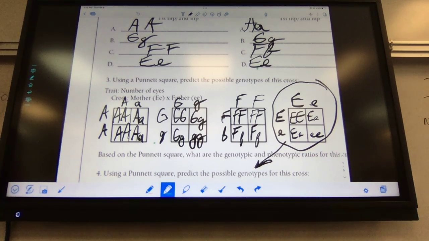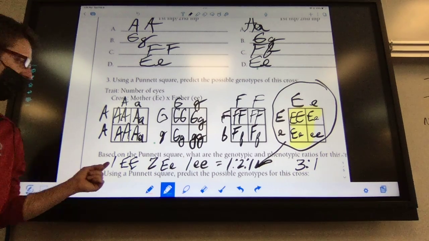The genotype ratio, I have EE. I have one of those. I have two of the heterozygous, and I have one of the homozygous recessive. That is a 1 to 2 to 1 genotype ratio. These three right here are all the same because they have the dominant, and then I have one recessive. So the phenotype ratio is 3 to 1, and my genotype is 1 to 2 to 1.